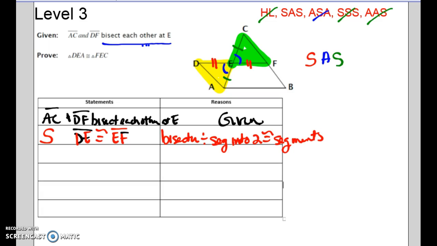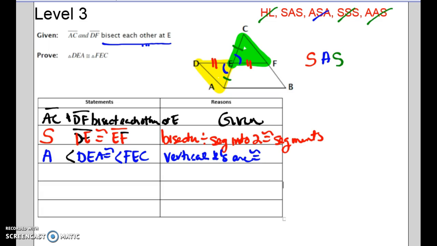So that's my side. My angle, I have to show my angles are equal, so I'm going to name that angle DEA is congruent to angle FEC. And that reason, vertical angles are congruent.